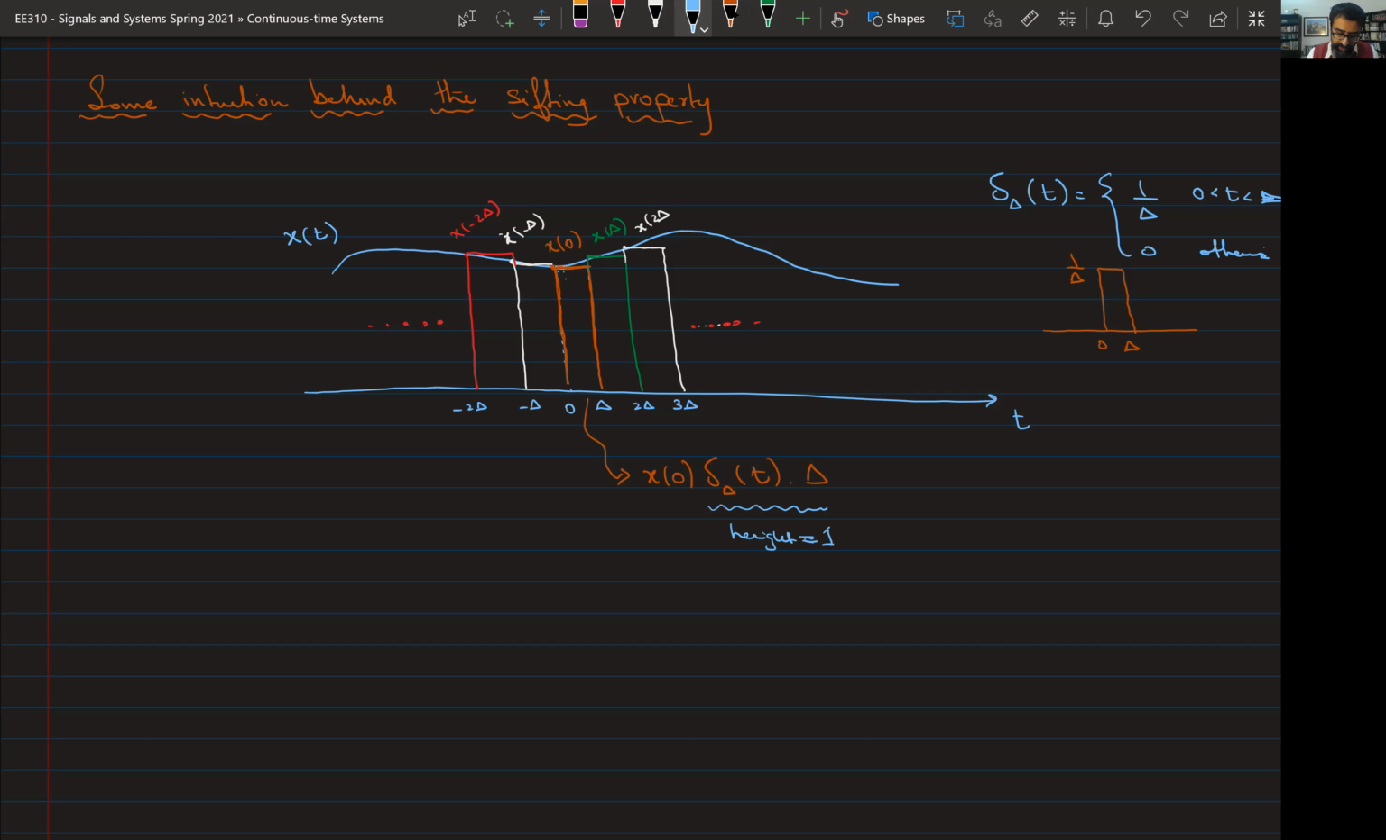Using a similar methodology, what do you think this green signal is going to be equal to, which starts at delta and ends at 2 delta?